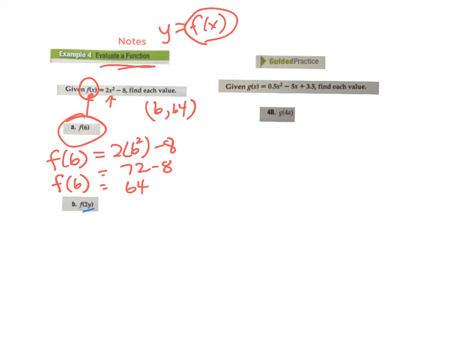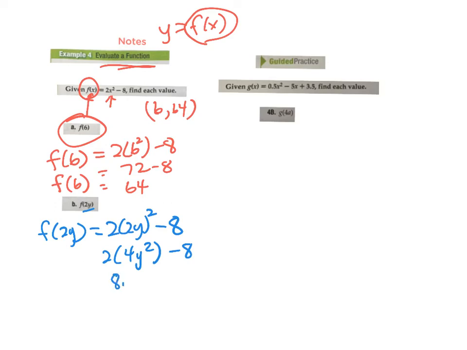On the next one, I have 2y as our x. So I have f of 2y, and I'm going to substitute 2y for x. So there's my substitution, minus 8. So if I do the math, this is going to be 2 times 4y squared. And that's just doing the square part. Now I multiply, because I'm doing order of operations. So this will be 8y squared minus 8. And because those are not like terms, we can't go any further. So that's what f of 2y equals.